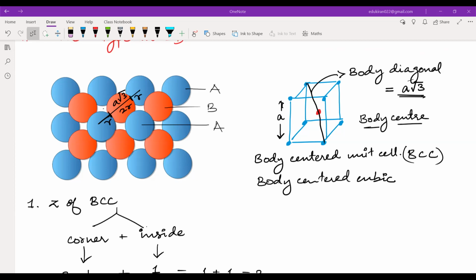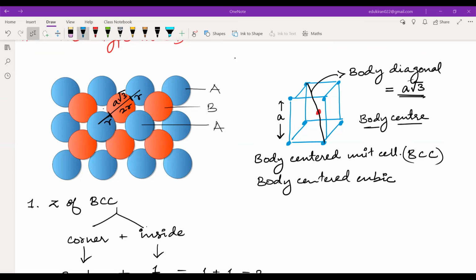Now, for the red atom, you can see that the red atom is on top of the blue atoms in the lower layer. Yes or no, guys? Right. Now, that means it is touching at least 4 atoms. And it should also be touching the 4 atoms above it. The red atom should be touching the 4 atoms at the top, right?